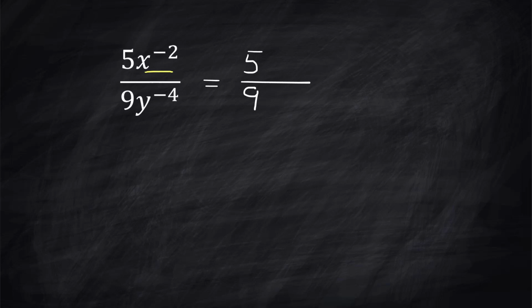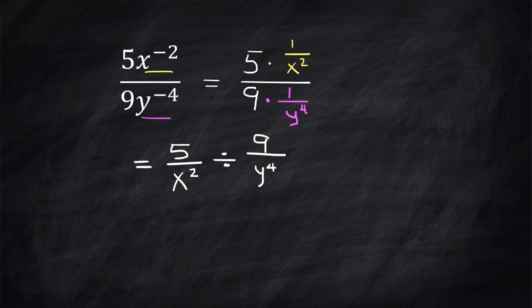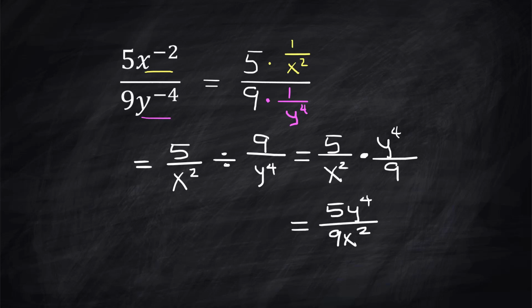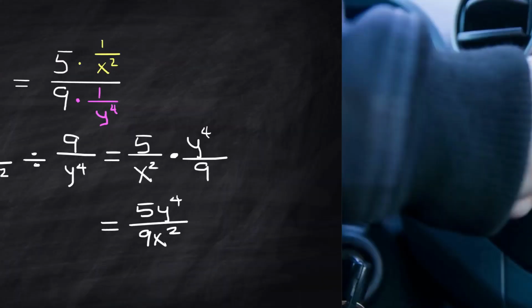X to the negative 2 becomes 1 over x squared. Y to the negative 4 becomes 1 over y to the 4th. Multiplying that top numerator out, that becomes 5 over 1 times 1 over x squared. That's going to be 5 over x squared, and that's being divided by 9 over y to the 4th. Since that's a division problem with fractions, we have to rewrite that as a multiplication problem, and we get 5 over x squared times y to the 4th over 9. Multiplying straight across, 5y to the 4th over 9x squared.